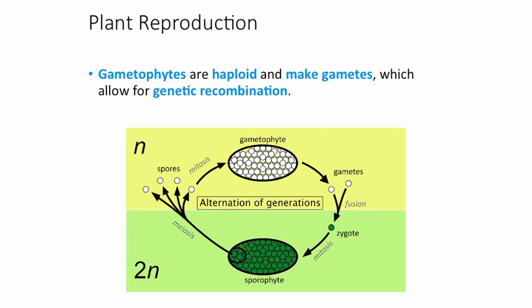new sporophyte generation. So what we're going to do in class is we're going to talk about how this alternation of generations works in mosses and in the flowering plants, the angiosperms.